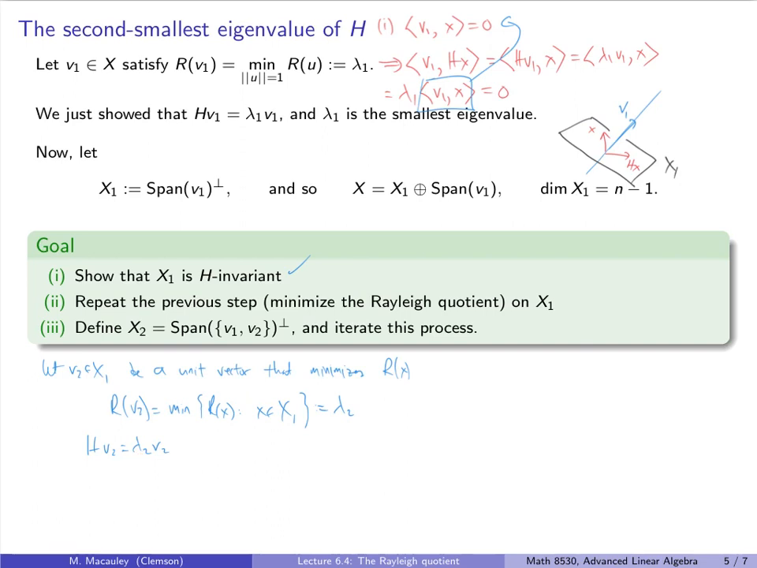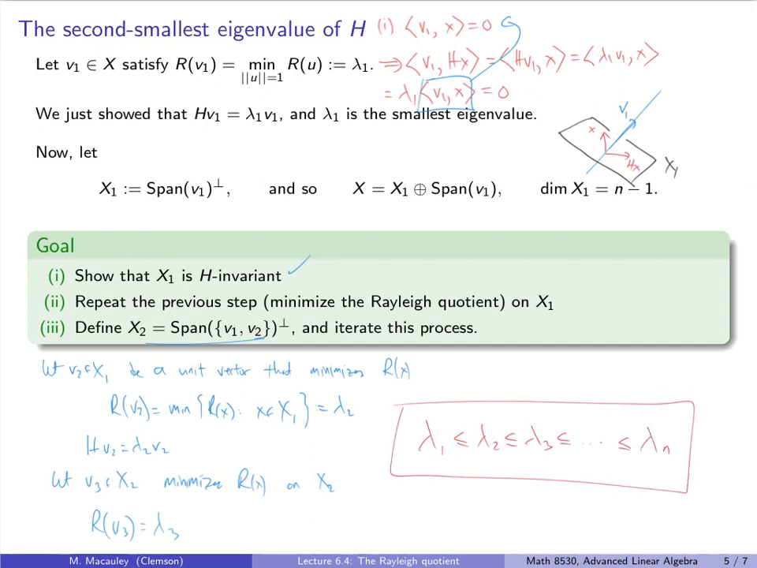And so we repeat this process. Again, we define x2 to be the span of v1 and v2. And then we let v3 be the element of x2 that minimizes R of x on x2. And we repeat this process, and we get that R of v3 is some value, let's call it lambda 3. And what we get overall is lambda 1 is less than or equal to lambda 2. We are literally constructing the eigenvalues and corresponding eigenvectors in increasing order.